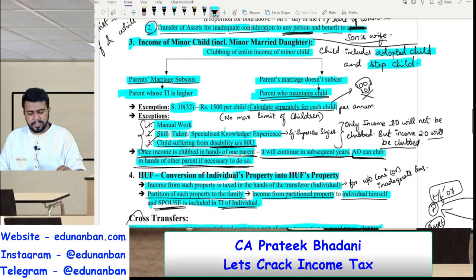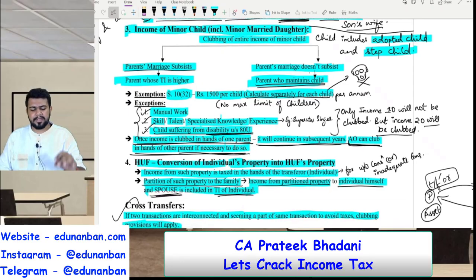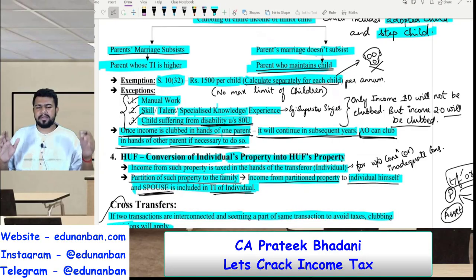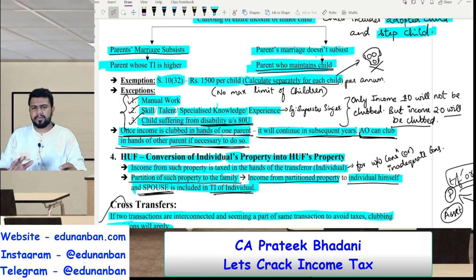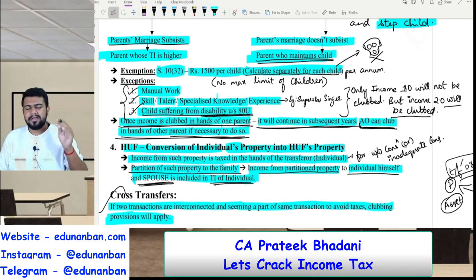Fine. Now, there is an exemption of rupees 1500 per child per annum for every child. So there is no limit on the number of children. If there are 3 children or 4 children, whatever, 1500 per annum per child is allowed as exemption. But be careful: don't take the exemption together. Calculate the exemption separately for each and every child to avoid silly mistakes in the exam.